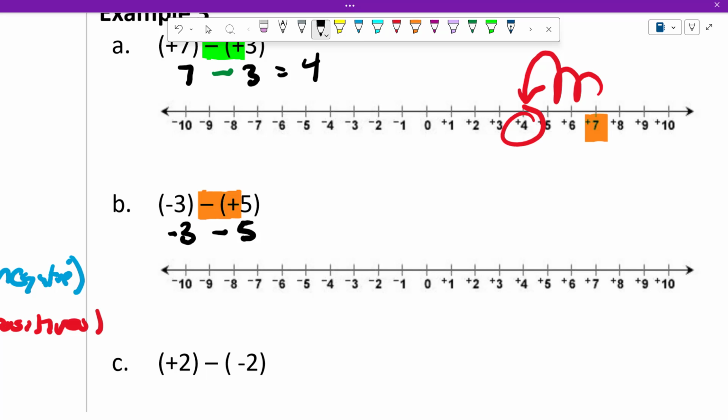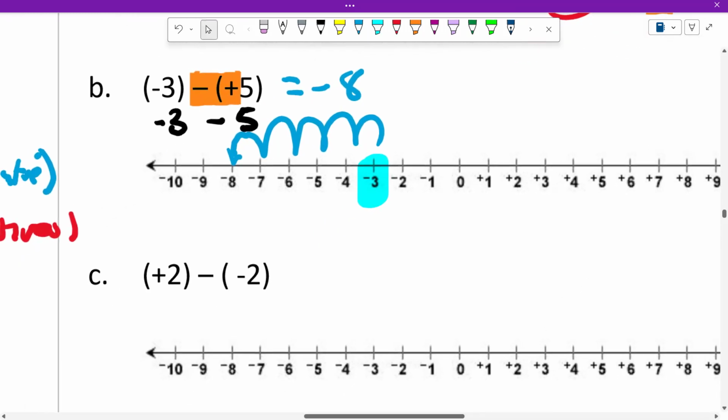Let's draw it out. We start off at the first number, negative 3. Now, which way are we going, left or right? Left. We're going towards the negatives, this way. How many spots? 5 spots. So we move 5 spots. 1, 2, 3, 4, 5. And we end up at negative 8. Okay? All right.